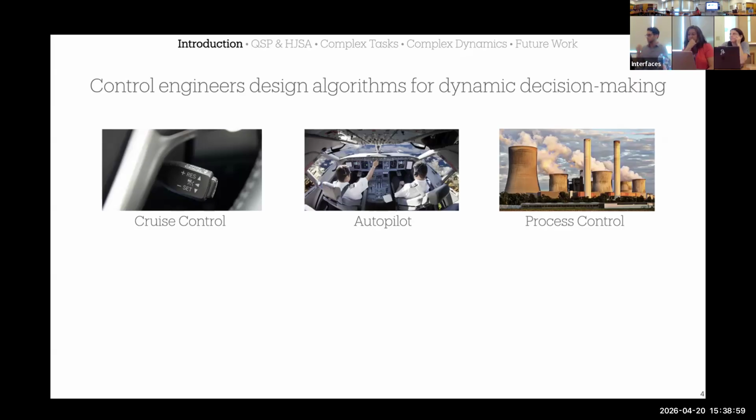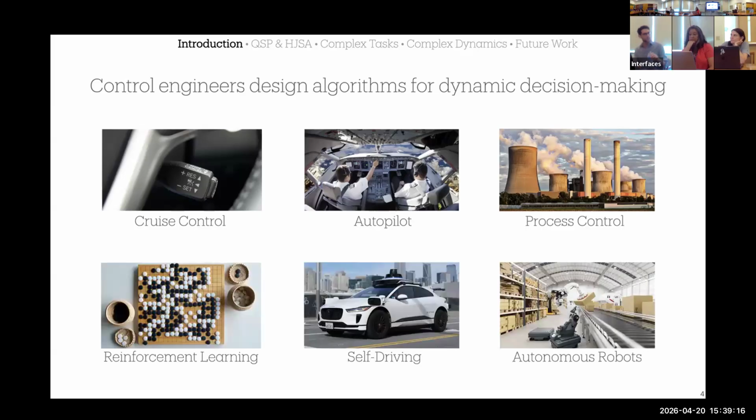And process control, if any of you have chemical engineering backgrounds, you probably had to take a process control class. This is the chemical engineering version of control engineering, which is the one that's going to be most relevant to us today, because we're basically going to think of the body as a giant chemical factory. These are very traditional applications of control engineering.